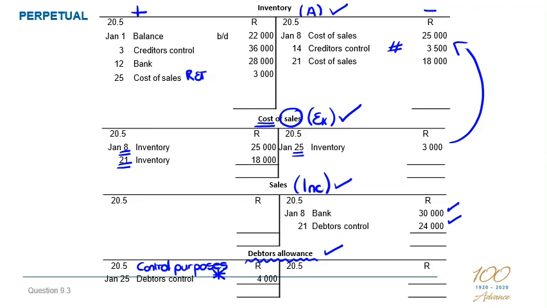Now, if I want to calculate the gross profit in the perpetual inventory system, gross profit is calculated as sales, so there I have a sales account, minus my cost of sales.